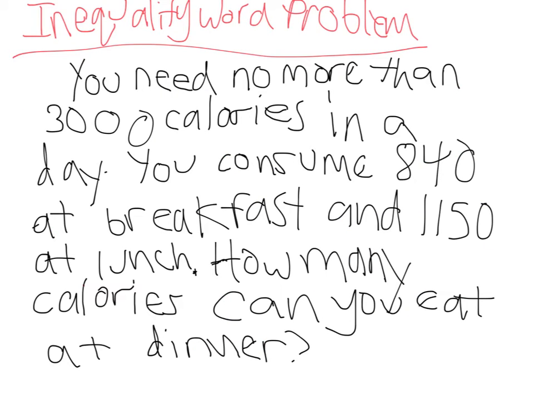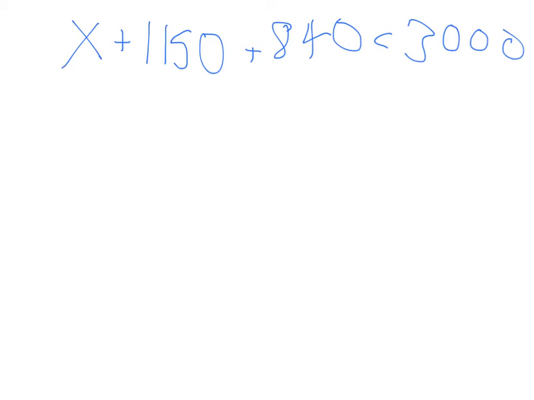We're doing inequality word problems right now, so I'm going to read this out to you. You need no more than 3,000 calories in a day. You consume 840 at breakfast and 1,150 at lunch. How many calories can you eat at dinner? So I put out the equation right here, and right now I'm going to combine the like terms. So I'm going to do 1,150 plus 840, and that is going to give us 1,990.